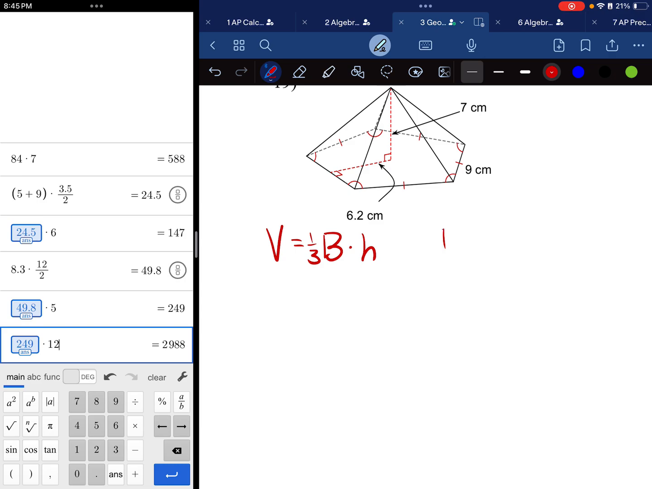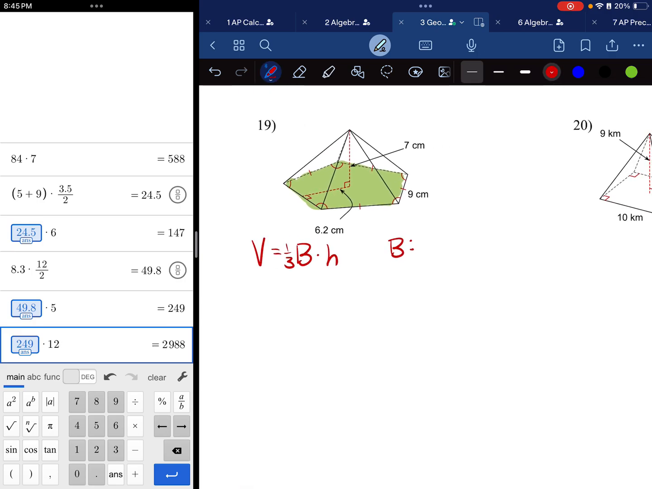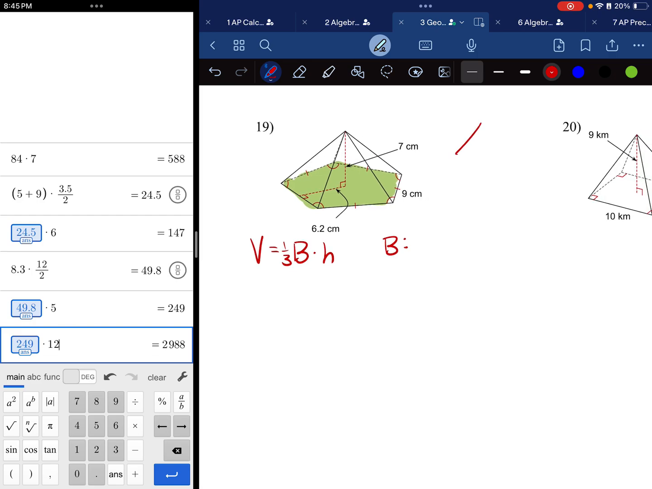So first I need to do the base shape. So the base shape in this case is this shape right here, 2, 3, 4, there's 5 sides. 5 sides means we have a pentagon. So this is a pentagonal pyramid if you're interested in the type of shape here. And that means I'm going to be doing an analysis on a pentagon. A pentagon has 5 sides, so there it is.